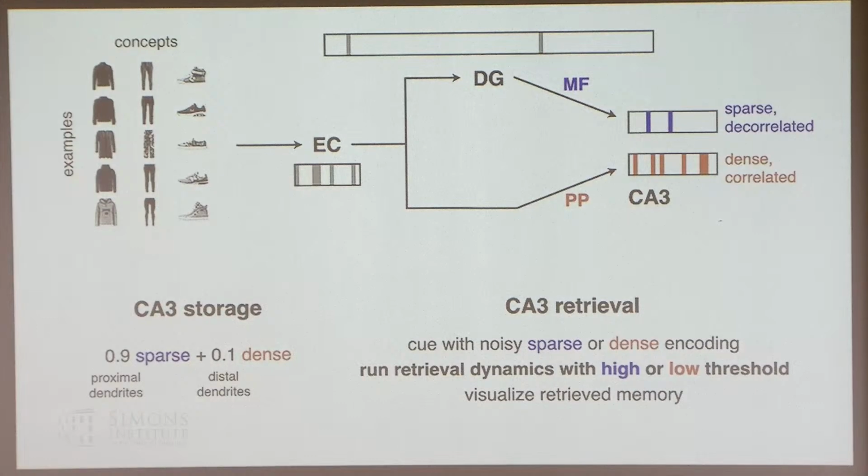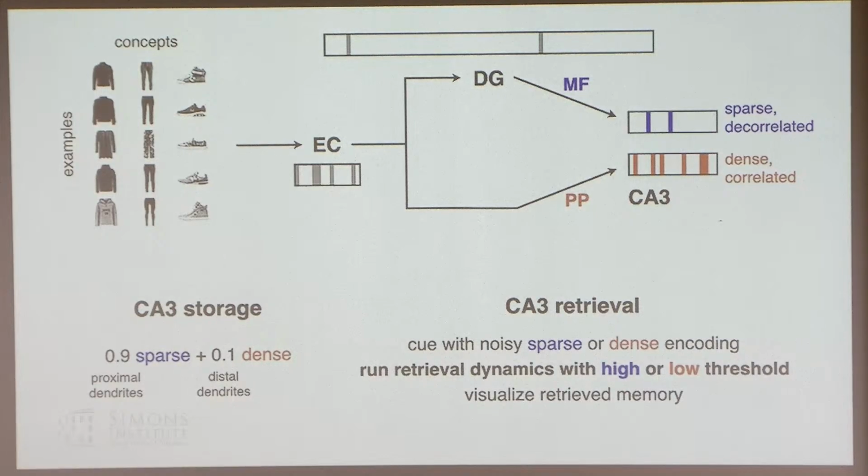And what do we do for retrieval? Well, we are going to cue the network and then crucially run this Hopfield-like retrieval dynamics with either a high or a low threshold. Now, if we use a high threshold, then the network is going to favor recovering the sparse pattern because fewer neurons are active, and conversely, with a low threshold, the dense patterns. And then finally, we'll visualize the retrieved memory to see what we get.